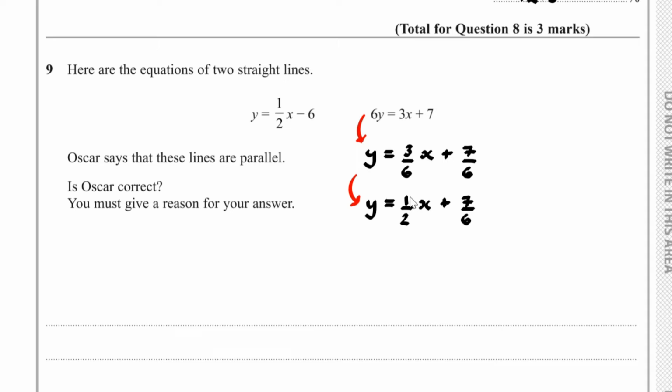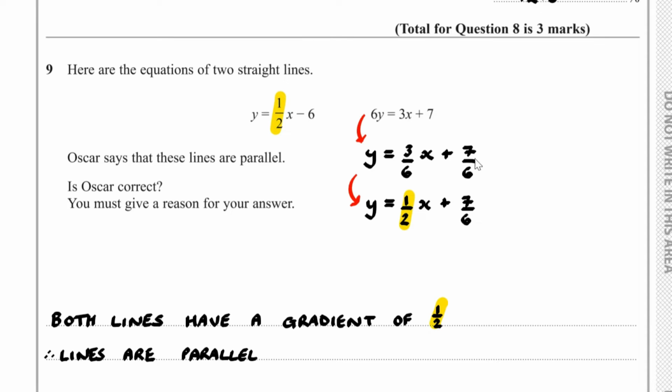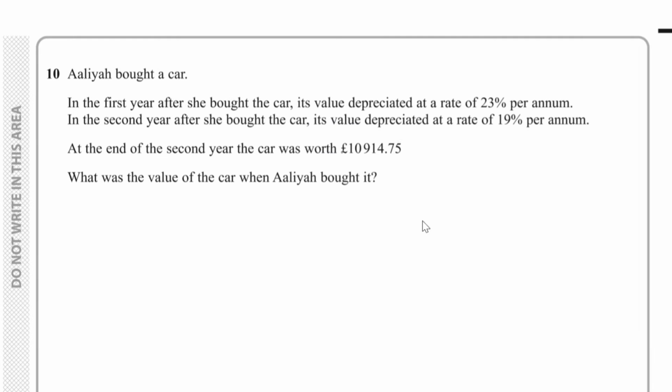Now what you will find is our gradient here is 1/2. Our gradient here is also 1/2. So what we can say is, because both lines have a gradient of 1/2, the lines are parallel.